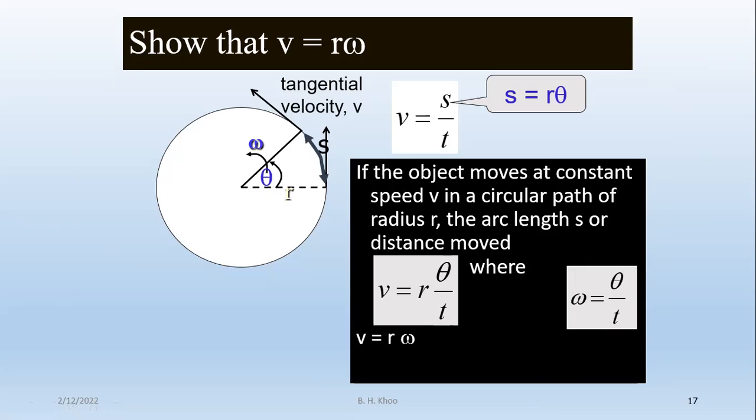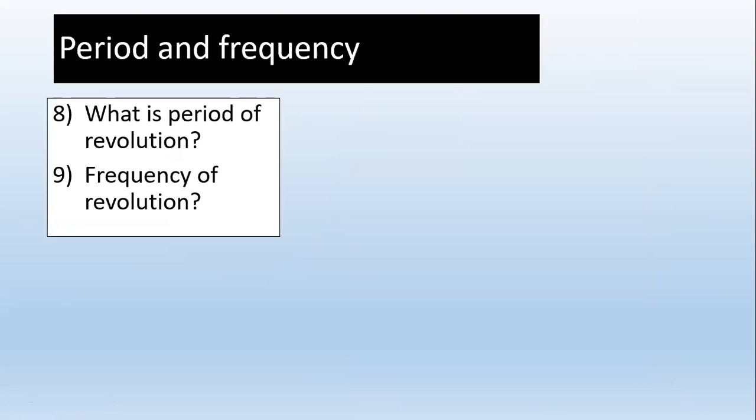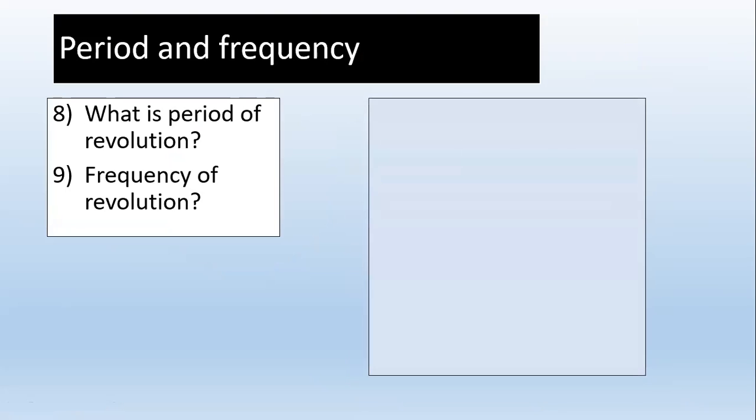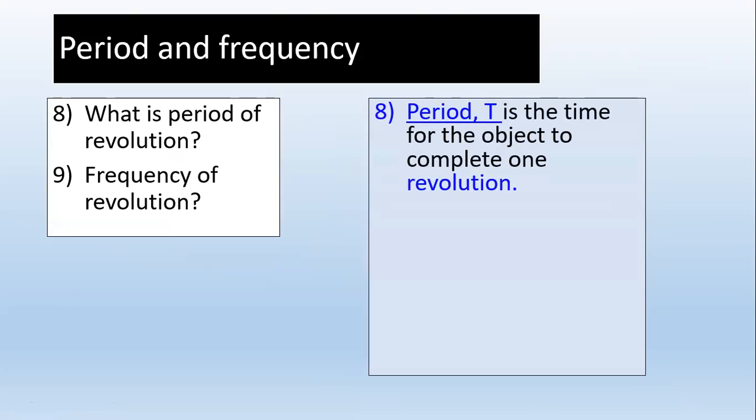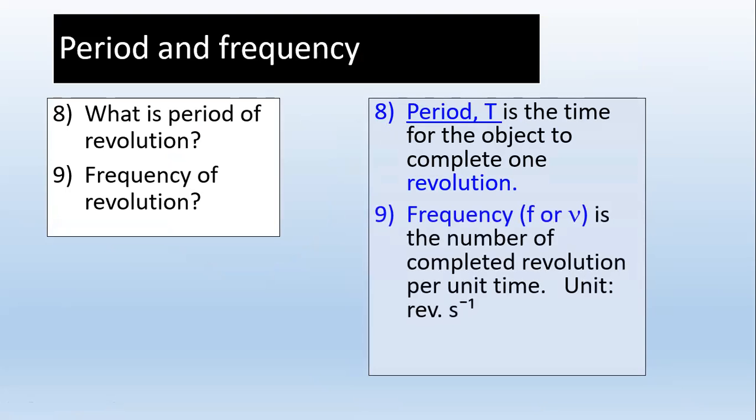Stop me if I'm going too fast. What's the period of revolution? Period is the time for the object to move one revolution, one complete circle. Frequency is the number of complete revolutions per unit time. It's either revolutions per second or you can call it hertz. And the relationship is f equals to 1 over T. This is not v, but it's a Greek alphabet called nu.